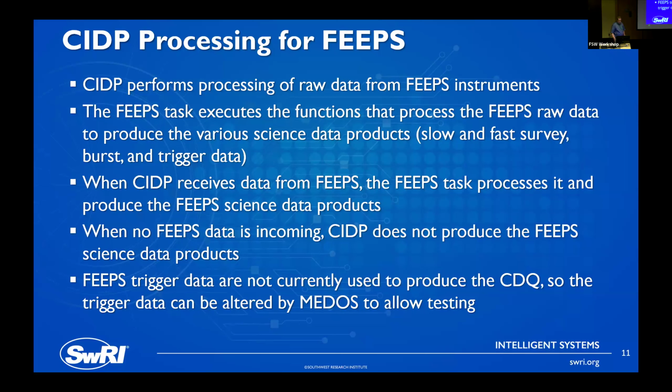So what we're looking to do here with MEDOS is label the data, which is in the CIDP, that's trigger data, and the CDQ stands for data quality. So we're marking the data with a certain data quality, and that data gets downlinked first. So that's how the trigger gets computed to a data quality. The data quality marks the data, then the marked data gets downloaded.